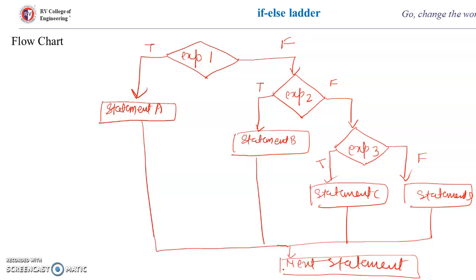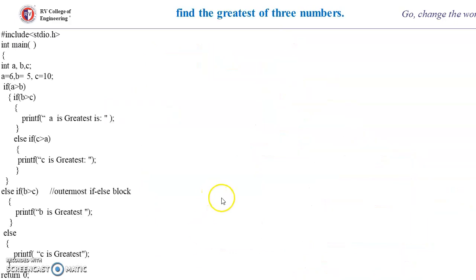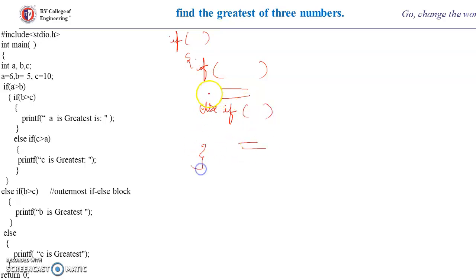So let's take one program. This is the program to find the greatest of three numbers. Here the input is defined. If you want, you can take the input from the user using the scanf statement. The first condition is if a is greater than b. Inside this if we can put one more if statement. If a is greater than c, we execute some statement, and then here we write else if, execute some statement, and then close it.